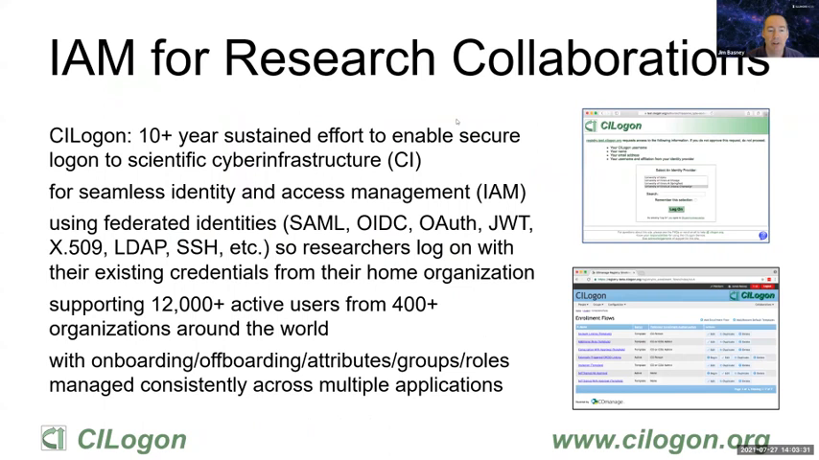So as Dana said, CILogon is focused on providing identity and access management for research collaborations, and we've been at it since 2009, over 10 years of sustained effort to provide a service for logon to scientific cyberinfrastructure. That's where the CI comes from. And our goal is to provide seamless identity and access management, allow the researchers to log in with their existing credentials so they don't have to set another password. You get their name and email address as part of that identity, enabling that access to the research collaborations' applications as seamless as possible for that new member of the research collaboration.